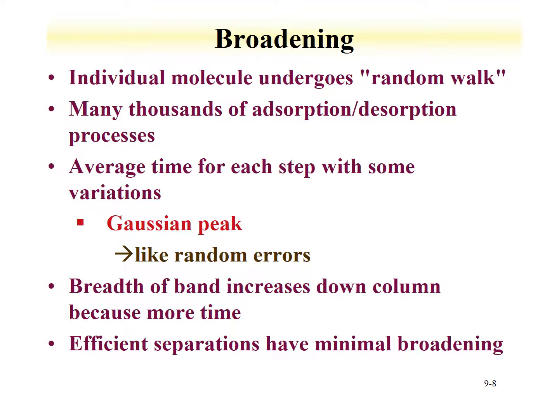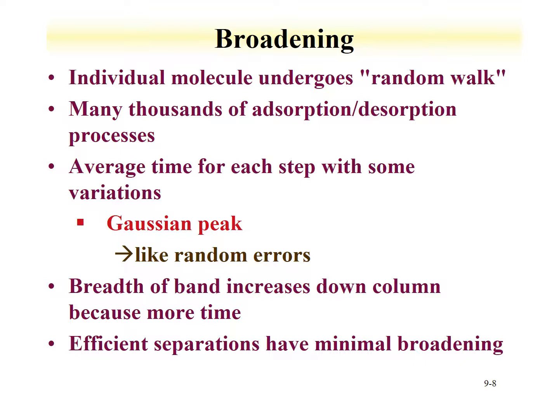As we discussed, during a column experiment you can have broadening basically as the molecules undergo a random walk. You can think of this as many thousands of absorption-desorption processes that are occurring in the column during the separation. There will be an average time for each step with some variations. Your distribution will be Gaussian, so it's fundamentally similar to random errors. So the breadth of the band increases as it travels down the column, as we discussed previously, because the more time there is for these average steps to have their slight variations, the more zone broadening results.